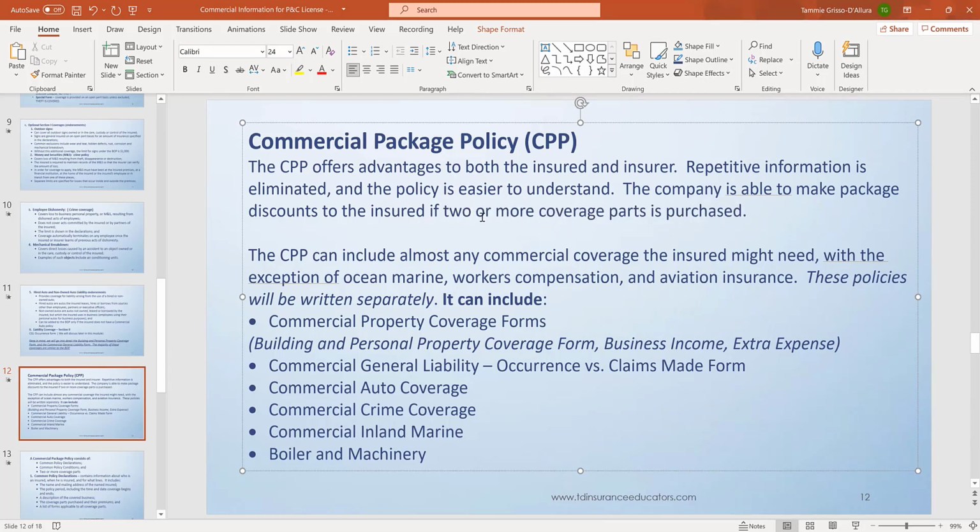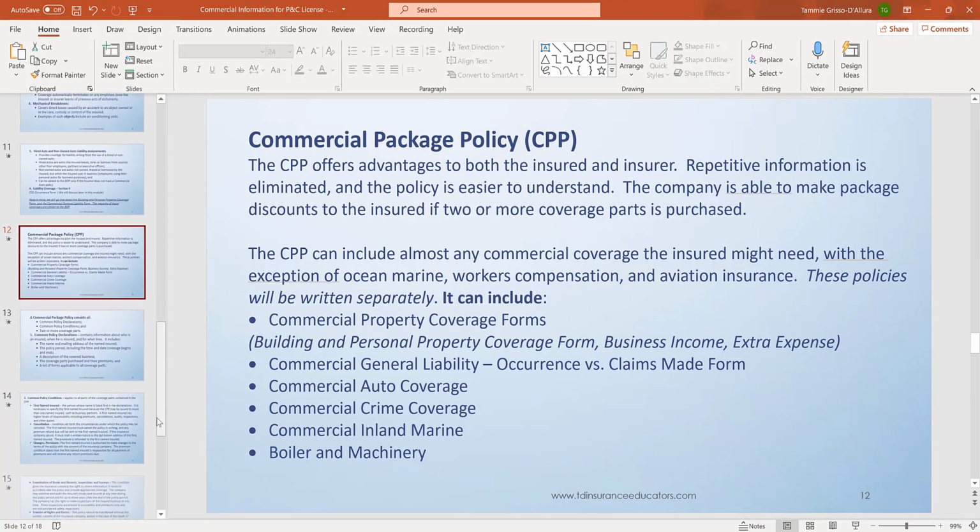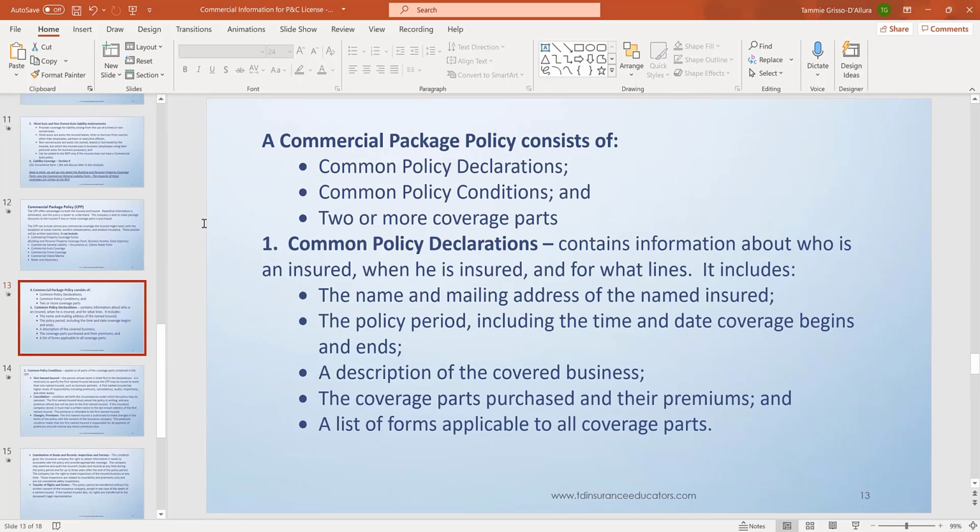So the CPP can include almost any commercial coverage the insured might need because, again, you can't put it on the BOP. Now, you'll have to write your ocean marine if you have a yacht, your workers' compensation, and if the client has an airplane, you'll have to write those separately. But what does it include? It includes the commercial property coverage form, which is the building and personal property coverage form, business income, and extra expense. It includes the commercial general liability, which we'll talk about in a different video. It includes the commercial auto, commercial crime, commercial inland marine, and your boiler machinery policies, which we're planning to go over each one of those in different modules.